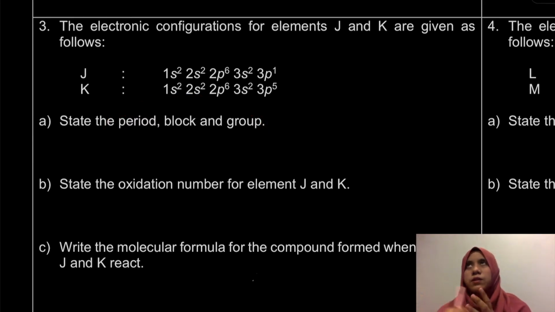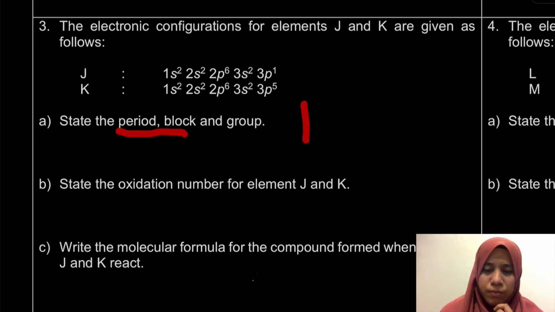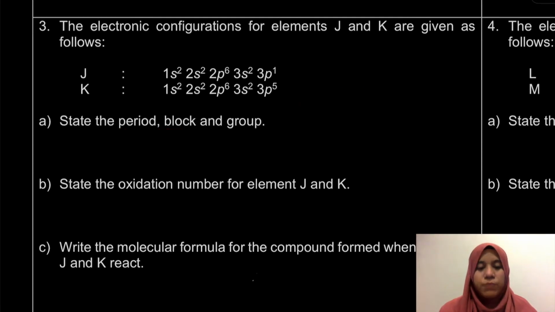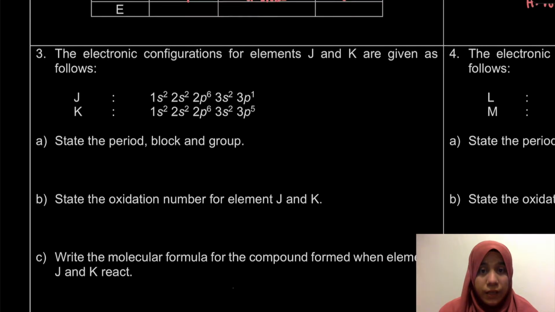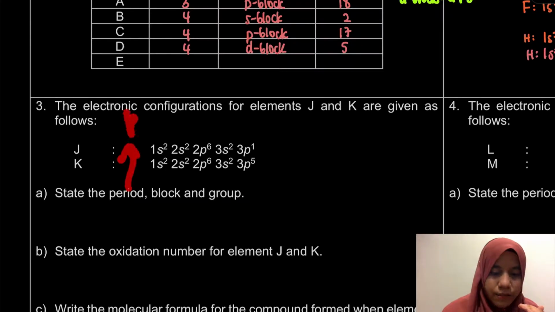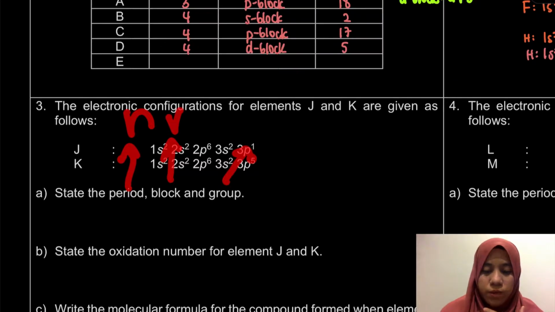what is the period, block or group, the hint to remember, based on the electronic configuration, is PBG, like PUBG from before. Why does it mention PBG? Because period is straightforward, we just take our highest n. For block, we look at the valence electron. Group is the last one. Why? Because the group depends on the block.